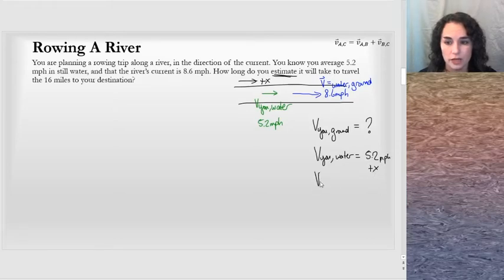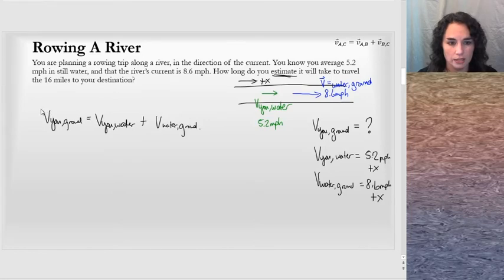And we also know the velocity of the water with respect to the ground, and that's the 8.6 miles per hour in the also plus x direction. Okay, so this is coming together. You can see the vectors. We're going to add these two vectors together. The velocity of you with respect to the ground equals the velocity of you with respect to the water plus the velocity of the water with respect to the ground.